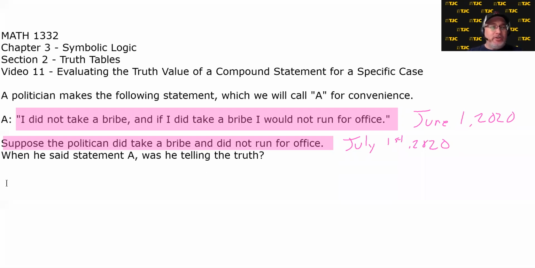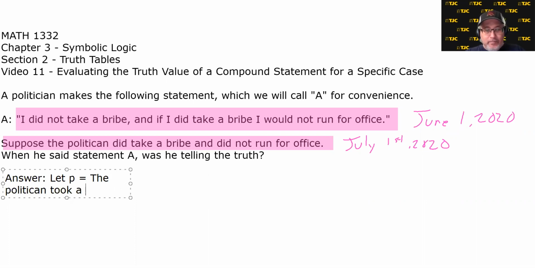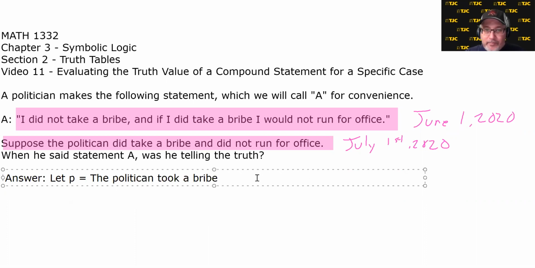And we need to identify our simple statements. Let's start by first identifying the simple statements. There are two key simple statements in here, and if we take them without the word not in them, one of the statements, which we'll call P, is the politician took a bribe. Let's stretch this, there we go. And we'll let Q be the politician ran for office.